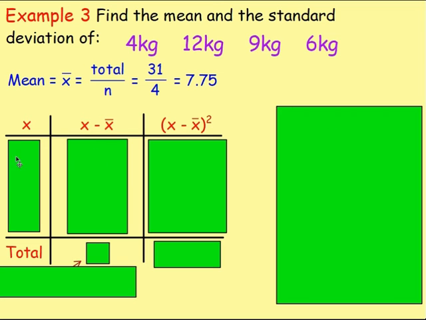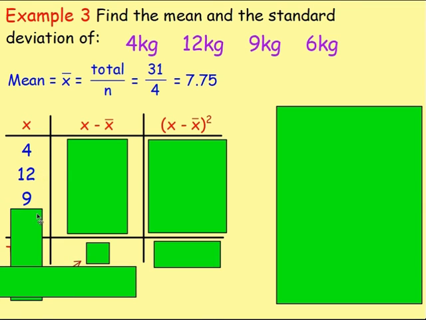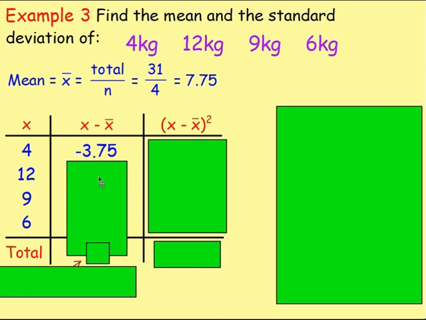That is our mean. If we draw up this lovely table, we've got x minus x bar, and x minus x bar in brackets squared. X is the individual pieces of data. So we've got the 4, the 12, the 9, and the 6. With each of these, we want to take away x bar, which is the mean. So we have the 4 take away the 7.75, which gives us negative 3.75.